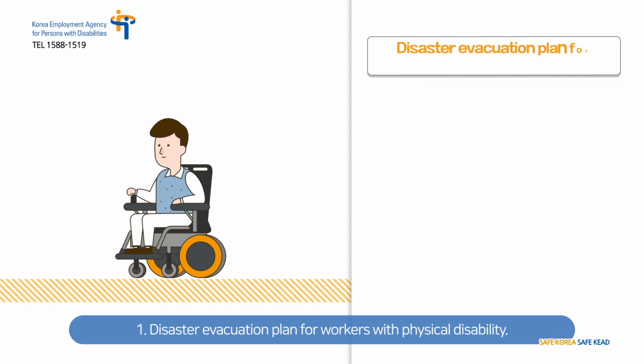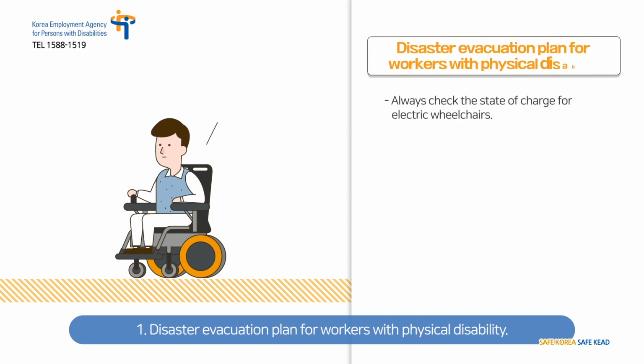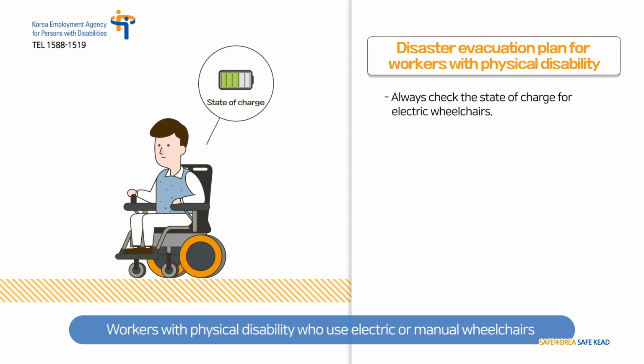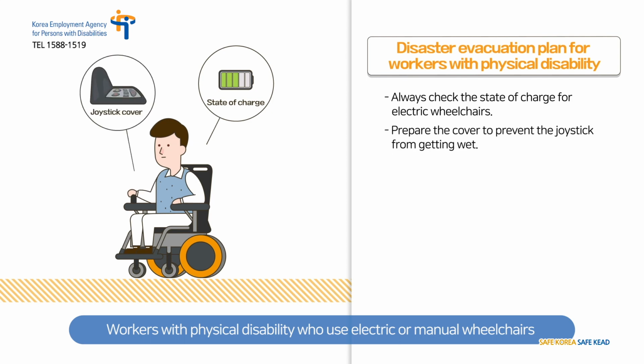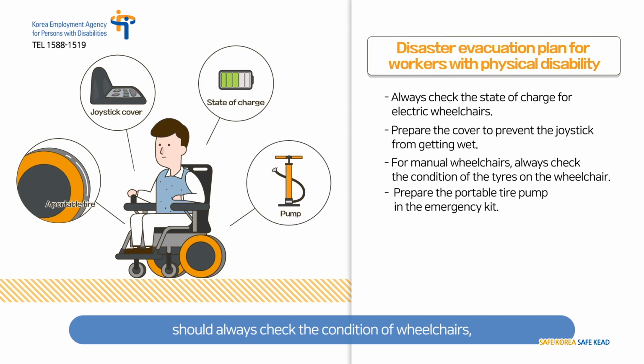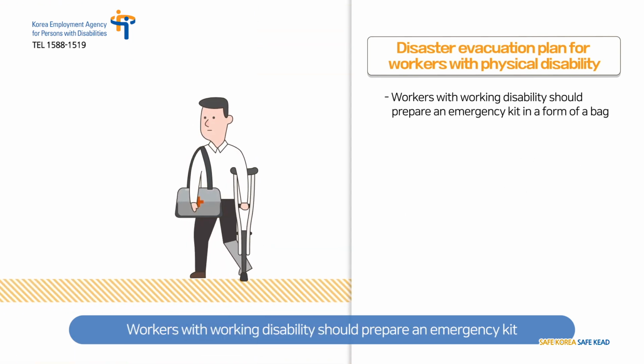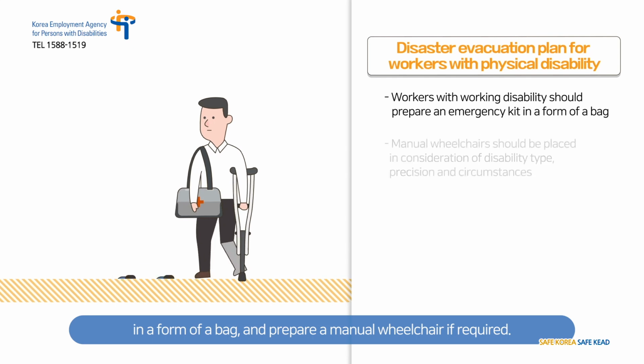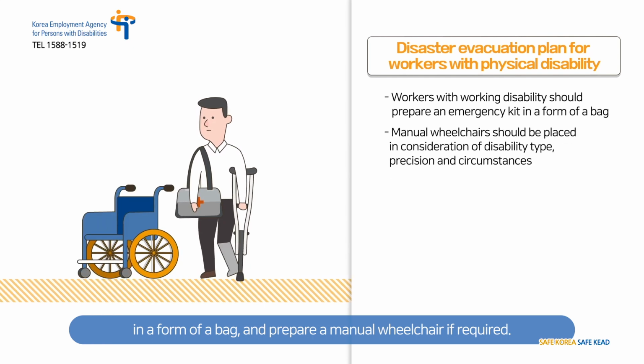Chapter 1. Disaster Evacuation Plan for Workers with Physical Disability. Workers with physical disability who use electric or manual wheelchairs should always check the condition of wheelchairs and prepare a portable tire pump in an emergency kit. Workers with physical disability should prepare an emergency kit in a form of a bag and prepare a manual wheelchair if required.